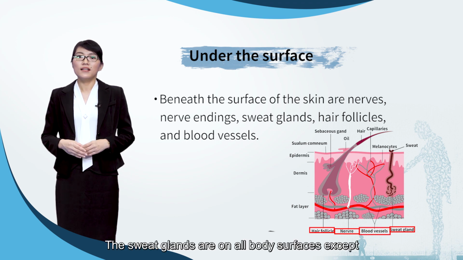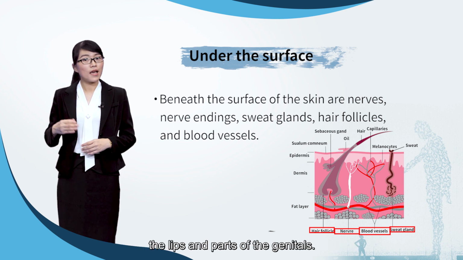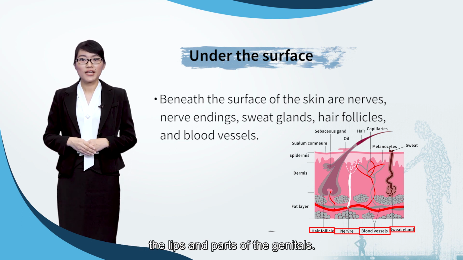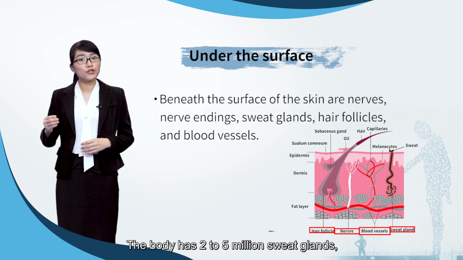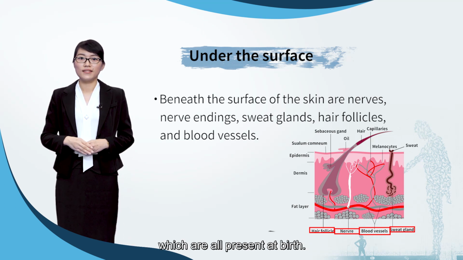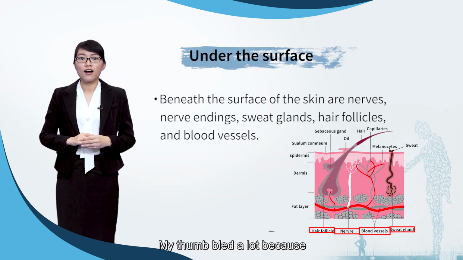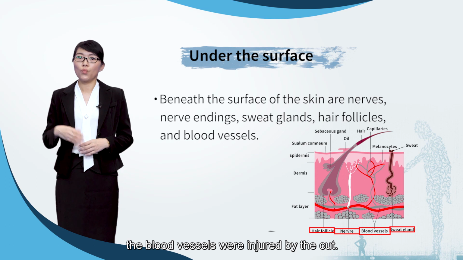Beneath the surface of the skin, there are nerves, nerve endings, sweat glands, hair follicles, and blood vessels. The sweat glands are on all body surfaces, except the lips and parts of the genitals. The body has 2 to 5 million sweat glands, which are all present at birth. My thumb bled a lot because the blood vessels were injured by the cut.